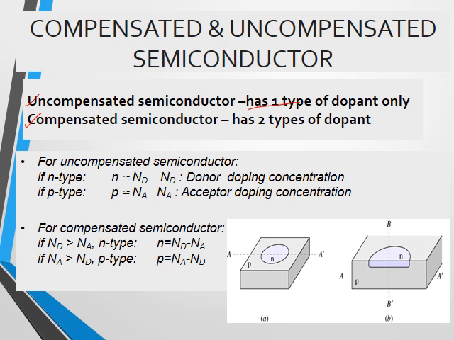Compensated semiconductor has two types of dopant in the semiconductor. If donor dopant concentration is higher than that of the acceptor dopant, the material will become n-type. If acceptor dopant concentration is higher, then the material will become p-type. Why do we need to have compensated semiconductor?